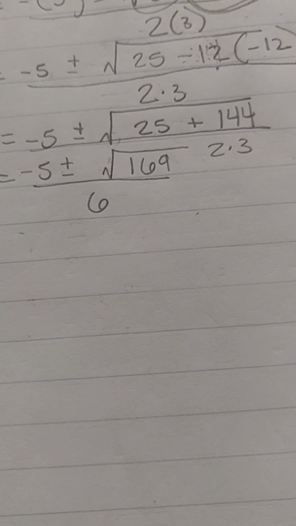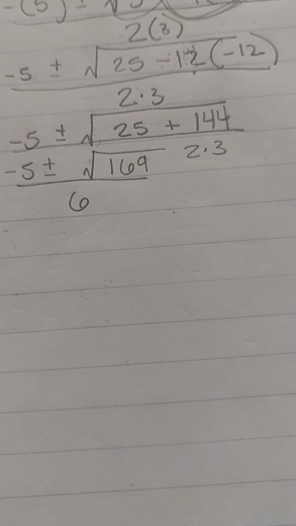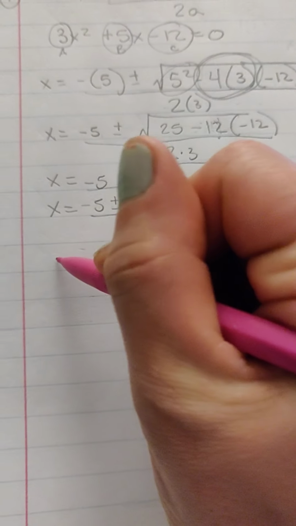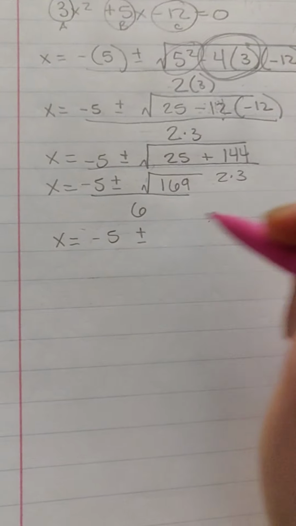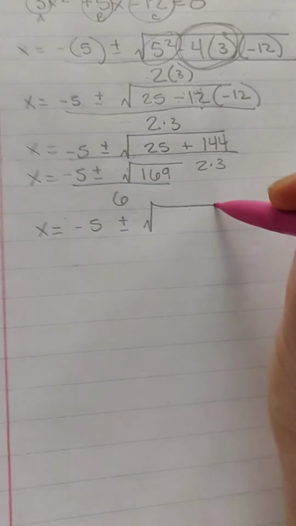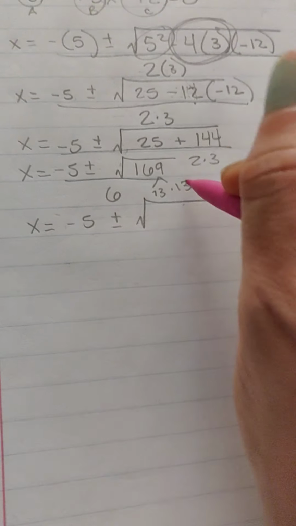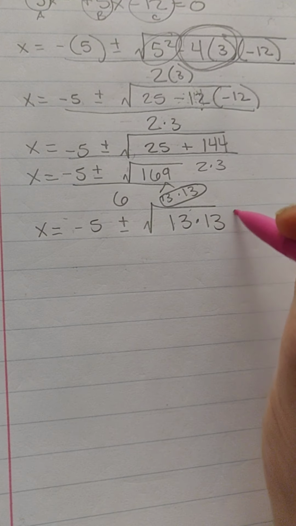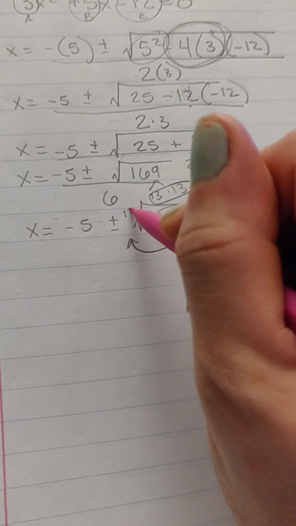And I'm going to do 13 times 13. And I got 169. Yes, perfect. Okay, that's what I thought. So now I have x equals -5 plus or minus the square root. This breaks up into 13 times 13. Two numbers that are the same. When we have two numbers that are the same, they're going to cancel out and move to the outside.